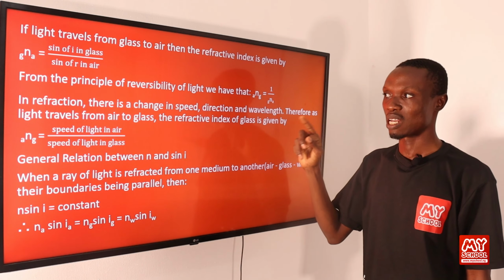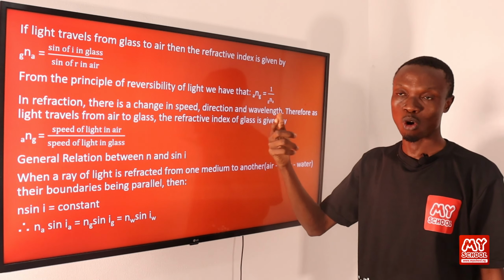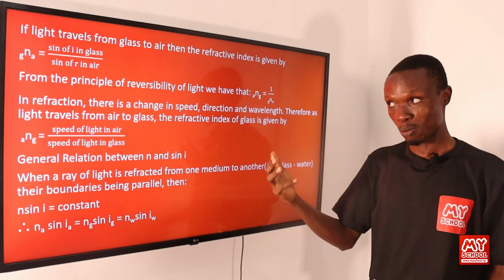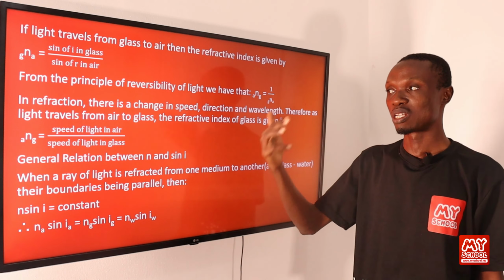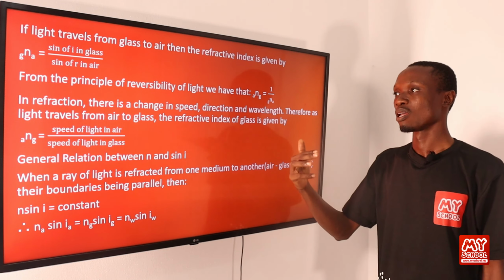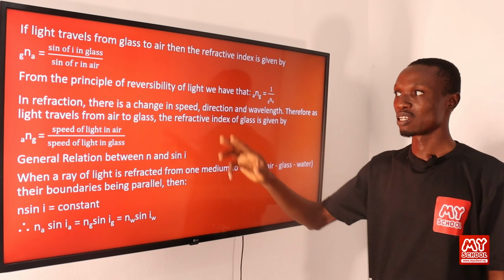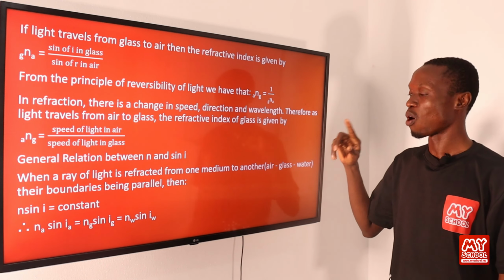And the reason for that is because light is traveling between two mediums, probably from a less dense medium to a denser medium, or from a denser medium to a less dense medium. So in that case, there will be a change in speed, direction, and wavelength.